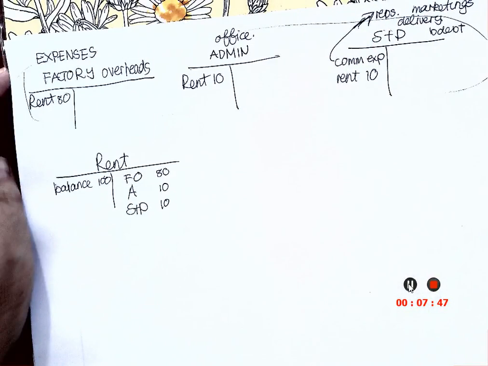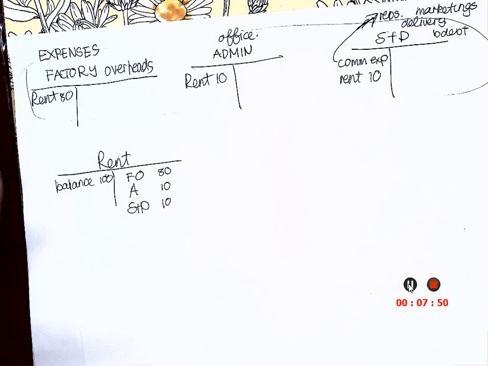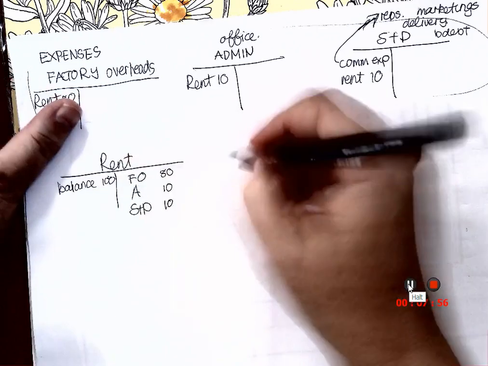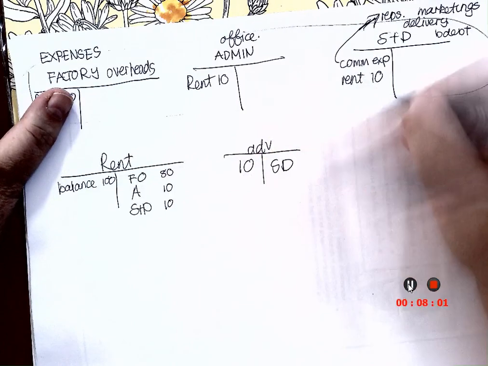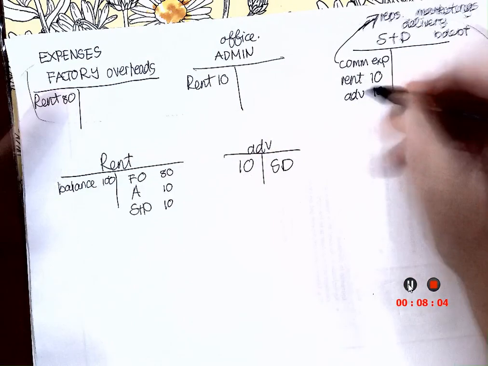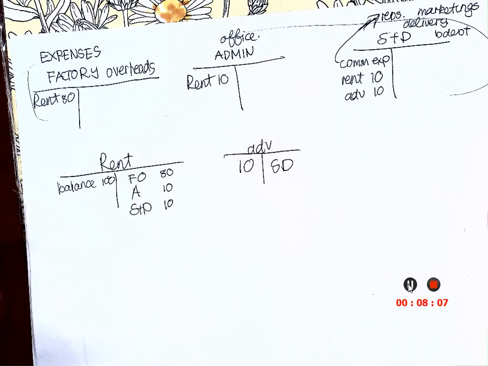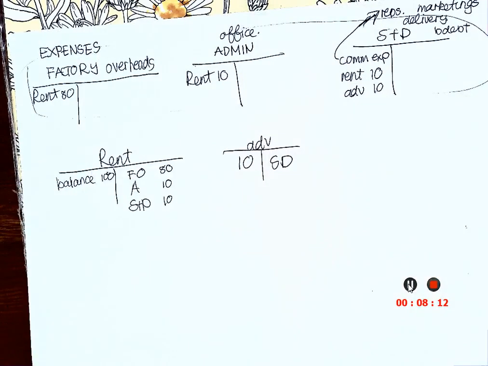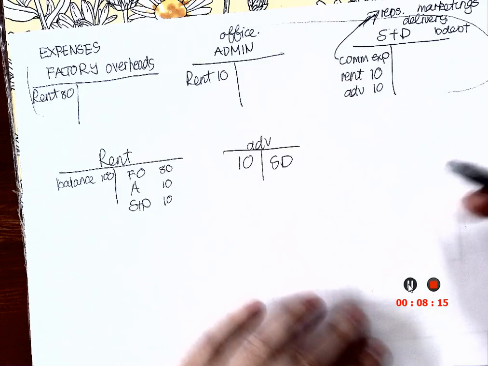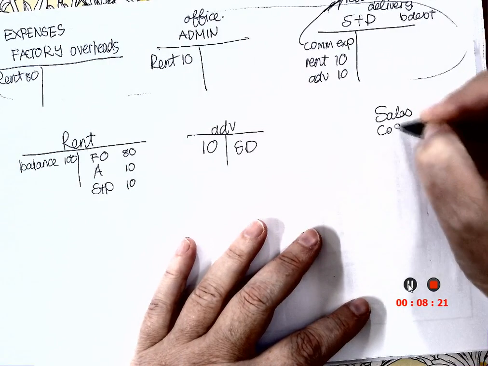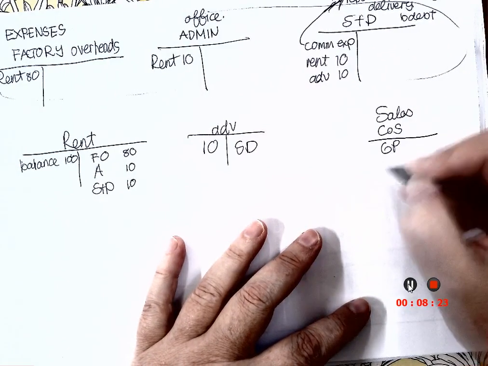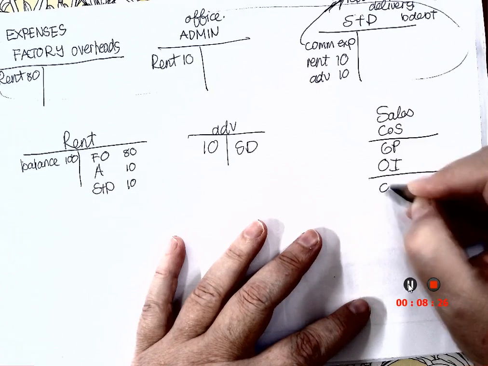You see? And this I will do with every single expense. But some expenses, like advertising, will only go to sales and distribution. Some of them will be spread over evenly. Others will just focus on a certain department. Right. And then in the end, when we draw up our income statement it will still be sales, cost of sales, gross profit, operating income, operating expense.